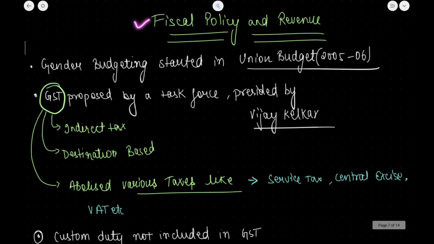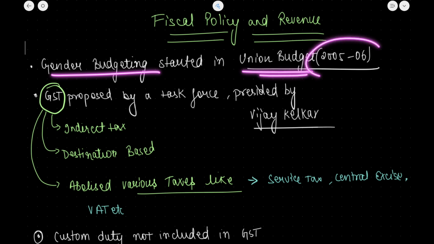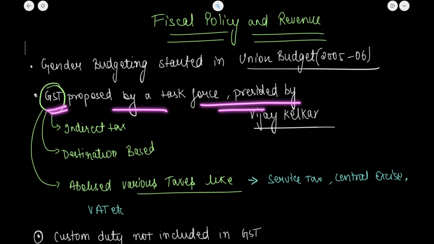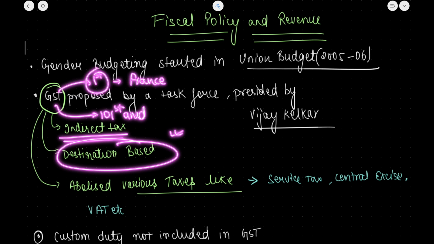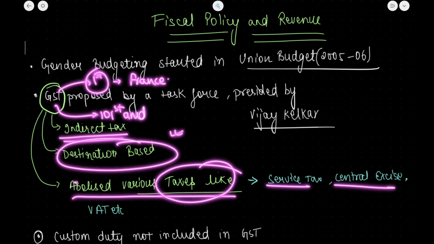Next is fiscal policy and the revenue. Gender budgeting started in the union budget of 2005-2006. Now this GST was proposed by a task force that was presided over by Vijay Kelkar. Now GST is an indirect tax which is a destination based tax. This was introduced by the 101st Amendment Act and the first country to introduce GST was France. These are some of the important points. Now GST abolished various taxes like service tax, central excise, VAT, etc.